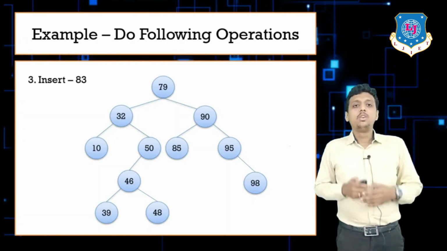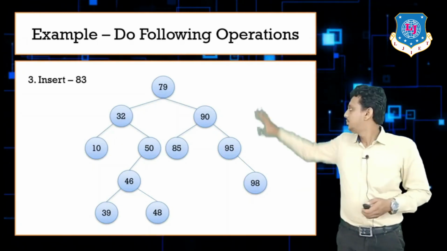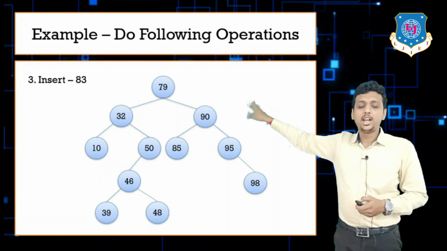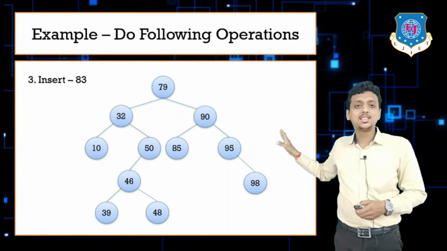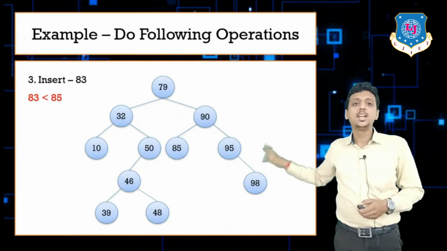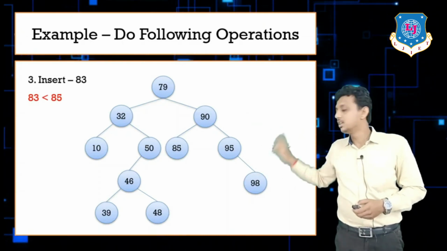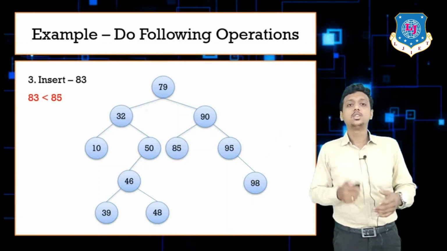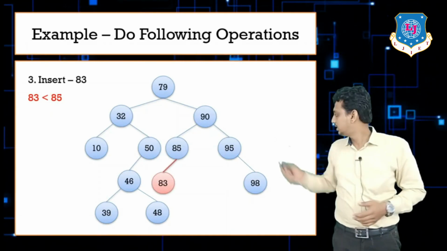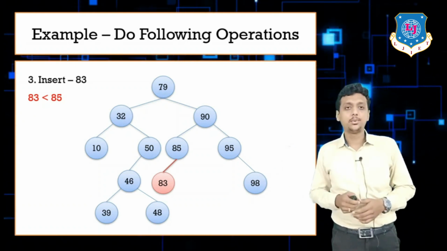Okay, when I want to insert 83, first I need to compare with 79. 83 is greater than 79, so it must be on the right side. Now 83 is less than 90, so it must be on the left side. 83 is less than 85. So students, 83 must be inserted on the left side of 85. That is, 83 on the left side of 85.